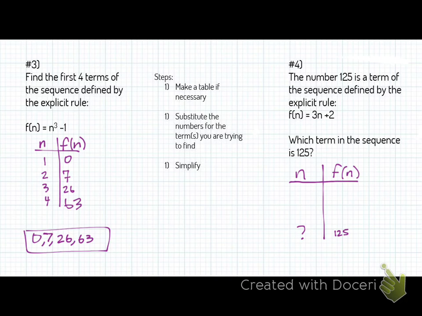Okay, talk with your groups first. I want you to figure out a strategy. How do we know what term that will be? Go.